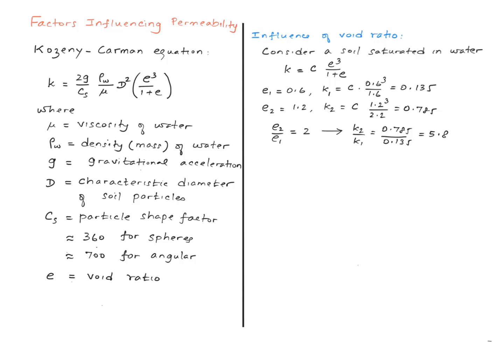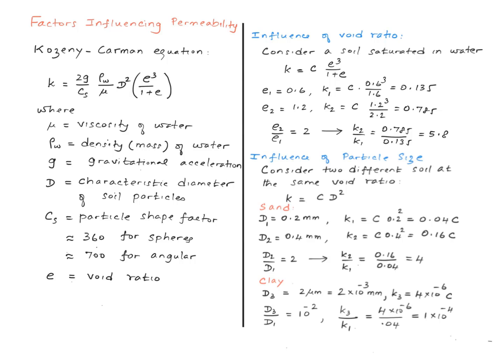In other words, I change the void ratio by a factor of 2. Permeability changes by a factor of about 6. So you can see that the void ratio definitely has a very strong influence. The looser the soil, the higher the permeability.